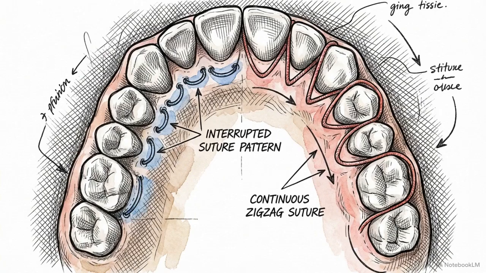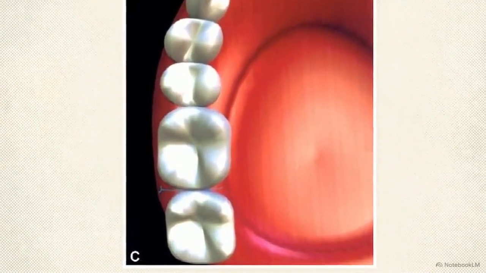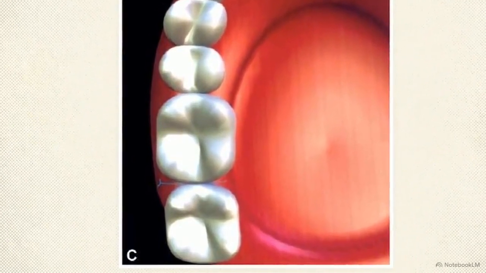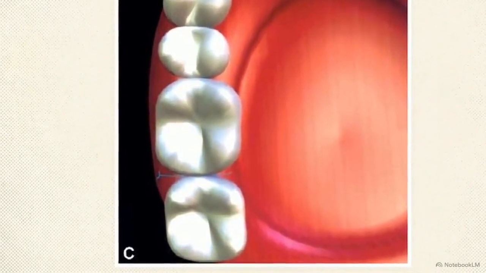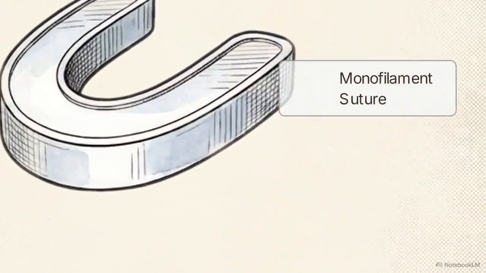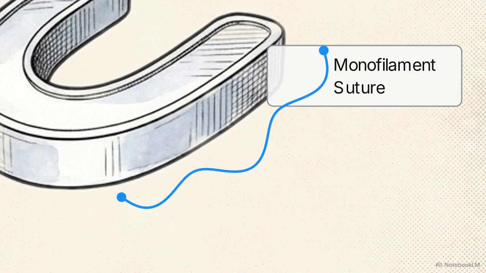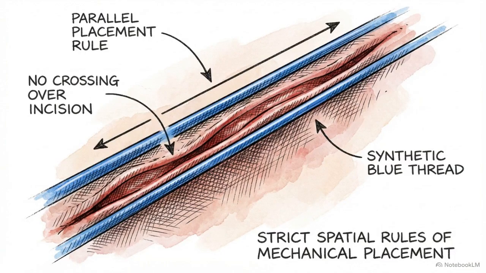Once the knot is selected, the surgeon must choose a spatial configuration, categorized into interrupted and continuous patterns. This image displays an interrupted pattern. It utilizes a single isolated loop to provide discrete tension control directly between two specific teeth. Conversely, a continuous pattern uses a single thread to distribute tension evenly across the buccal margins and interproximal spaces of an entire quadrant. Regardless of the pattern, strict spatial rules apply.